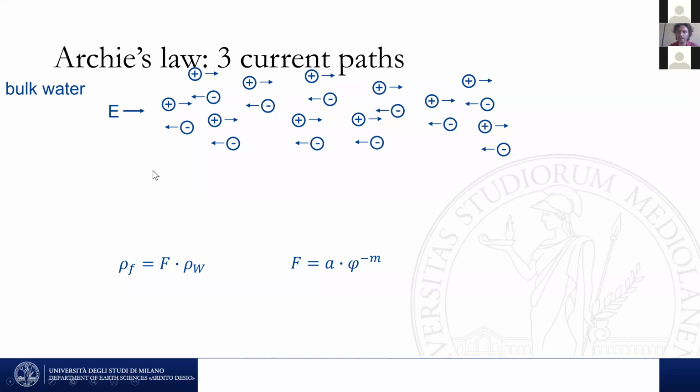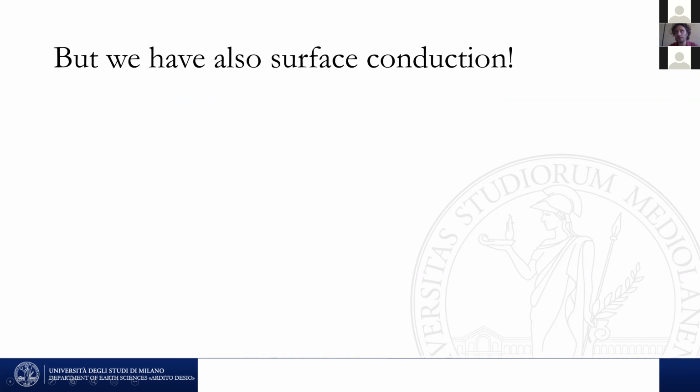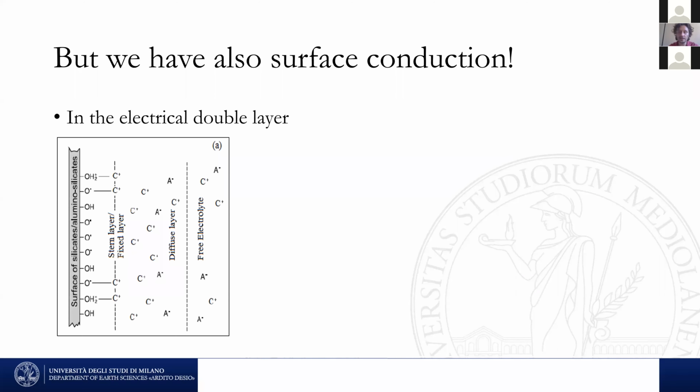So this is the classic law, Archie's law. But actually, we do not have only conduction in the water through the ions, but we have also conduction at the interface between fluid and rock matrix. And if we are not in presence of ores, so if there is no conduction in the medium itself, but only at the surface, this conduction happens in the double layer interface between, for instance, grains of sand and water.